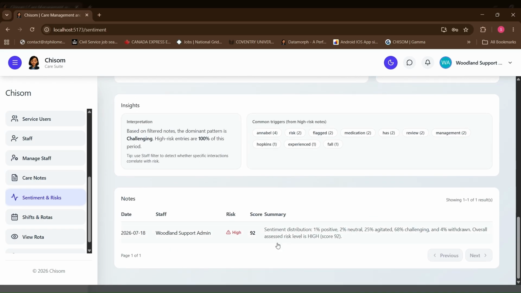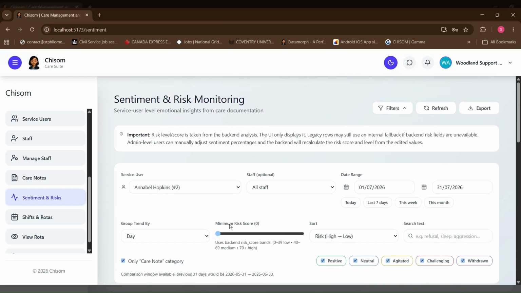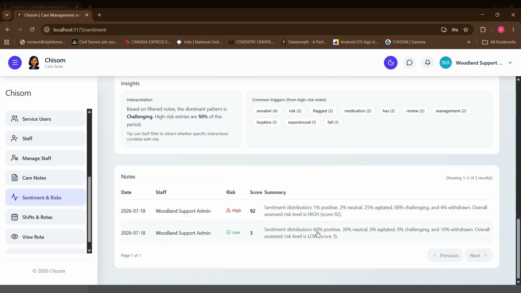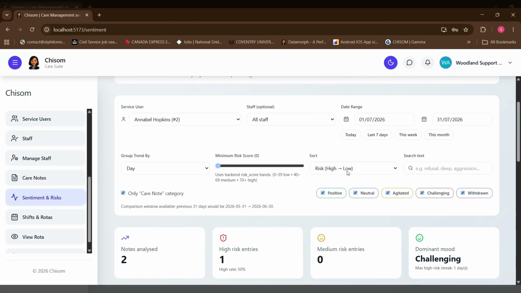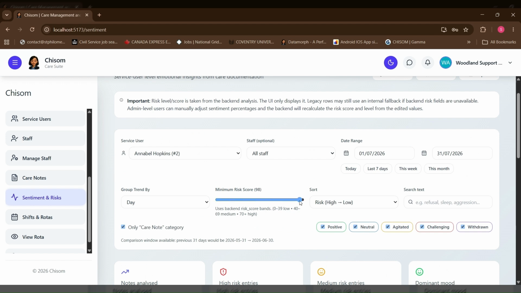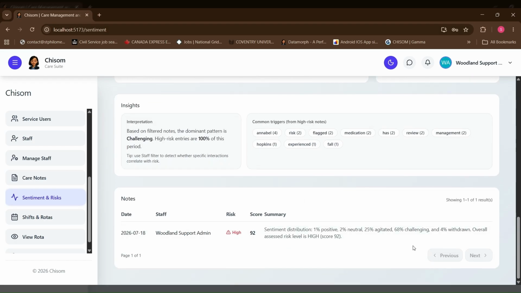When I scroll down, I see there is only one note. It has removed the other note. Let me go back again. If you notice, these were two notes, but because this is a positive note, the risk score is low, which is 3. So I can decide to filter and get only those that are 90 and above. Then it shows only one note because obviously there's not much data in the system. So imagine a month period that has, let's say, hundreds of rows of data.